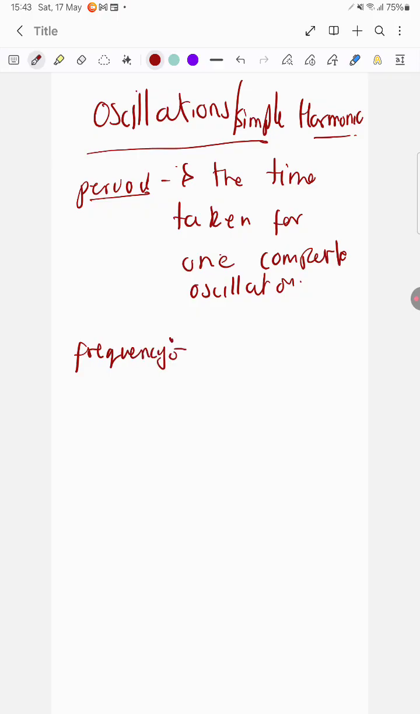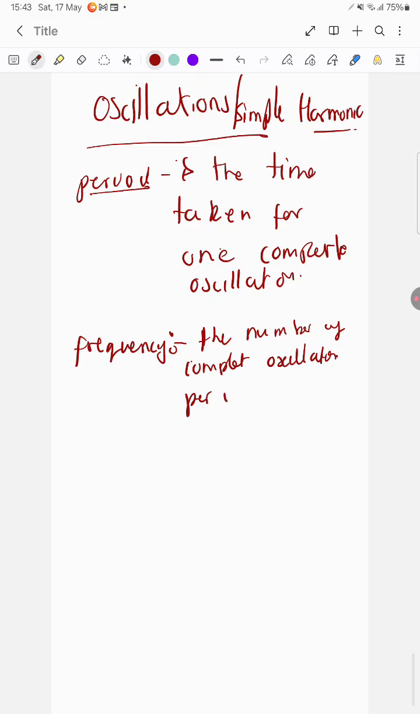How many times, how many oscillations happen in a certain amount of time? Per unit time. So it's the number of complete oscillations per second or per unit time, right? Per unit time. Very good. And you'll remember f was equal to 1 over T, right? Yes. Remember that? f is equal to 1 over T.